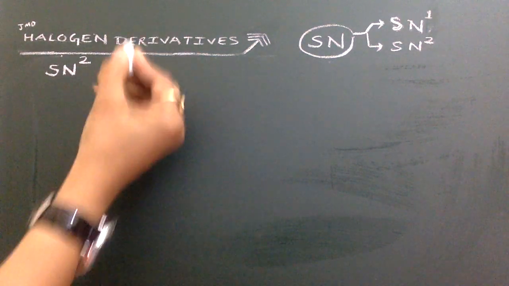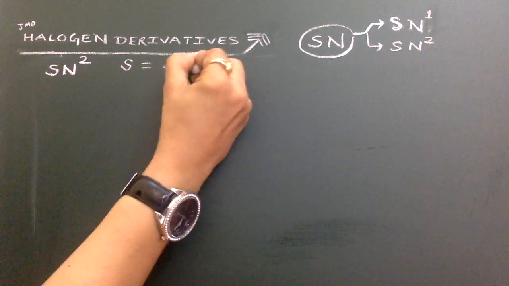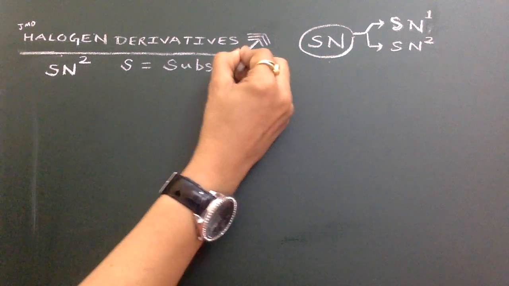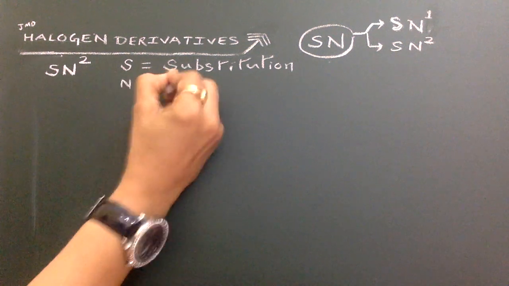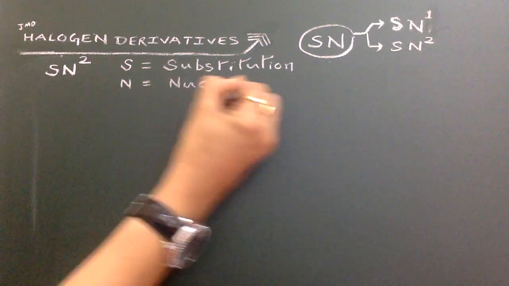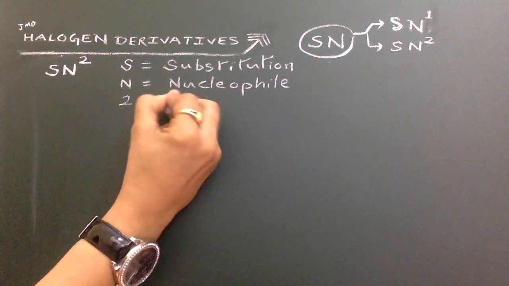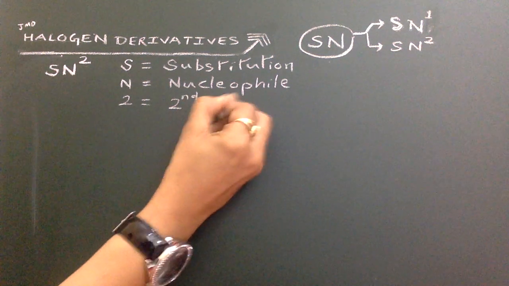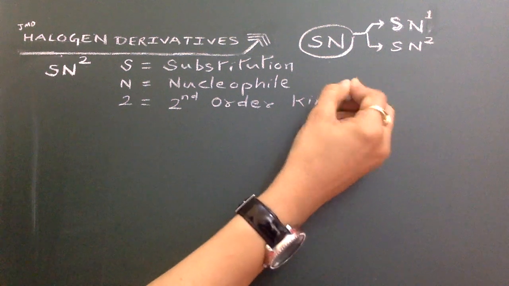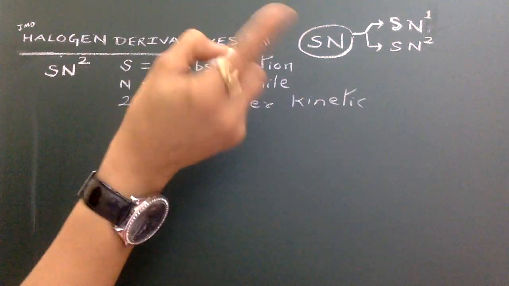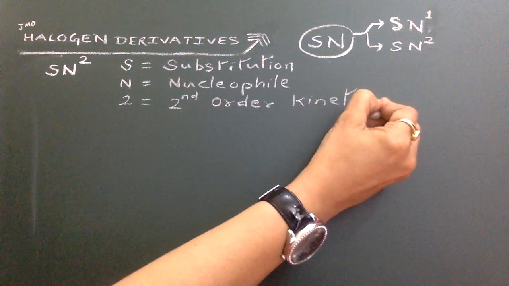So the meanings we will see first. S stands for substitution. You all know this. N stands for nucleophile. 2 means second order kinetics. So children, in the term SN2, S stands for substitution, N stands for nucleophile, and 2 stands for second order kinetics.